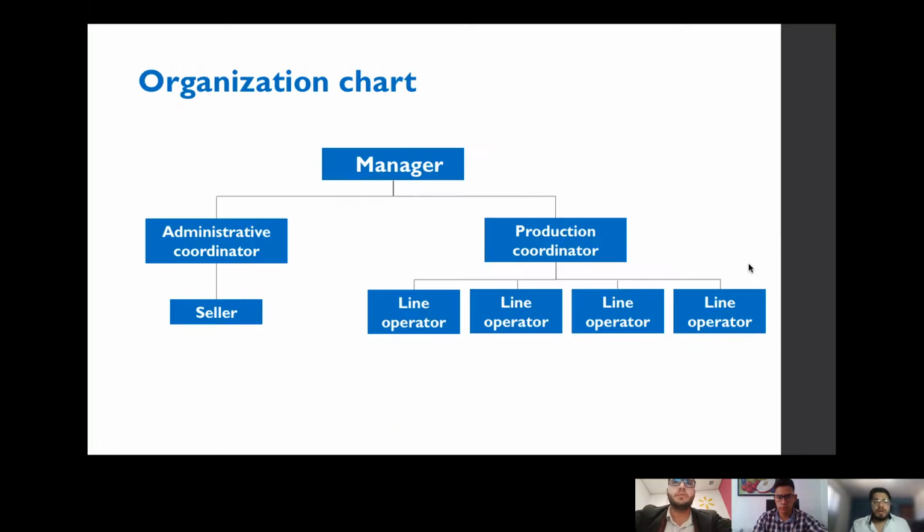And then I talk about the organization chart. In all companies, we have a manager, and then an administrative coordinator, and one seller. For production, we have a coordinator and 4 line operators.